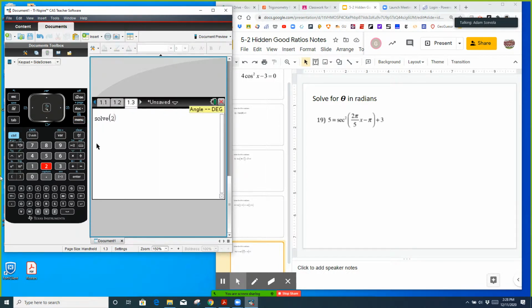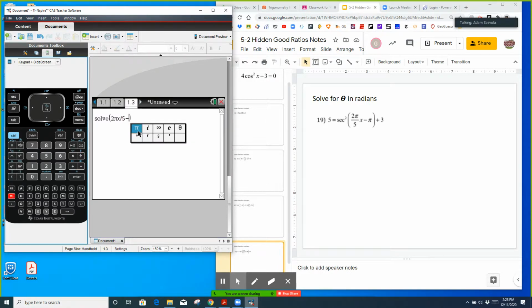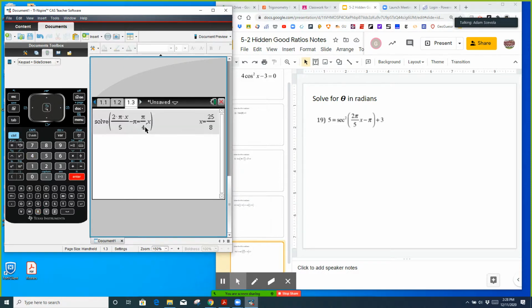You can type in this expression here inside the cosine, 2 pi times x divided by 5 minus pi, and we want to see what value of x would make that equal to pi over 4. We're going to do comma x because we're solving for x, and you get 25 over 8. So that's one solution. Then do the same thing for 3 pi over 4, and you get 35 over 8.